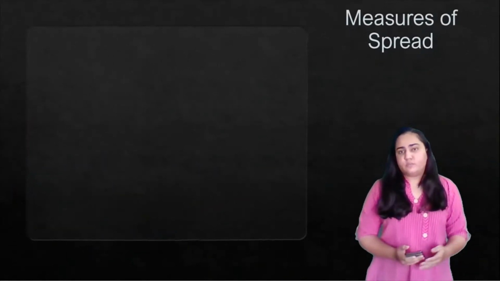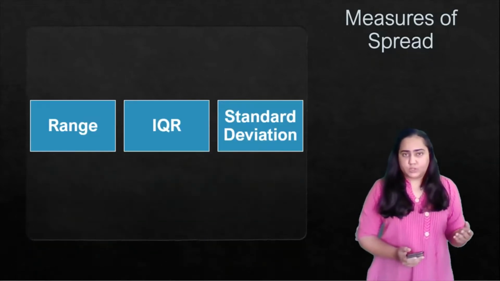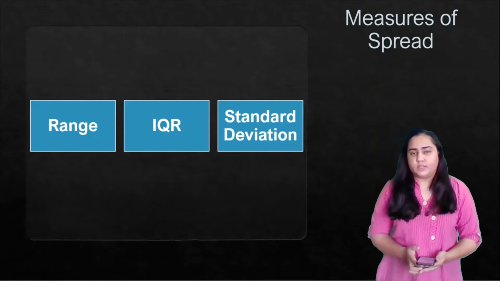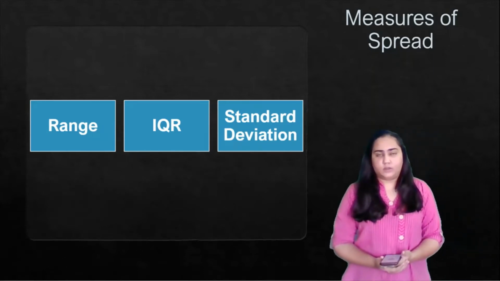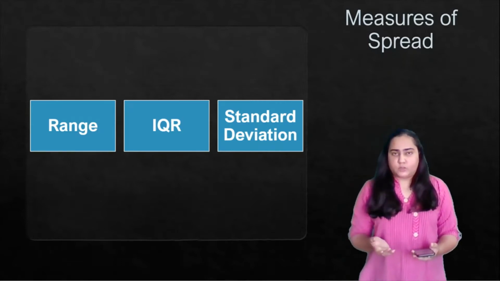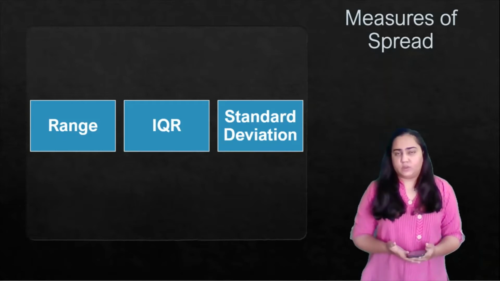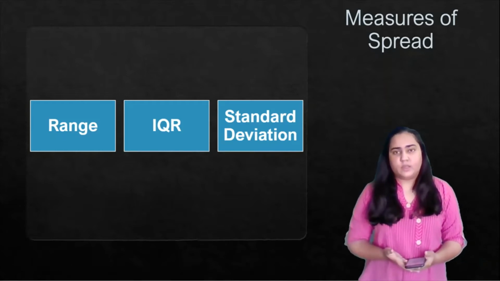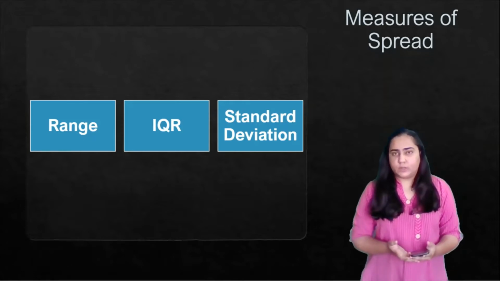The three different measures of spread in statistics are range, IQR, and standard deviation. IQR stands for interquartile range, and we're going to go through two of these measures in this video, and then in the next video I'll be talking about standard deviation. So let's first start with range.